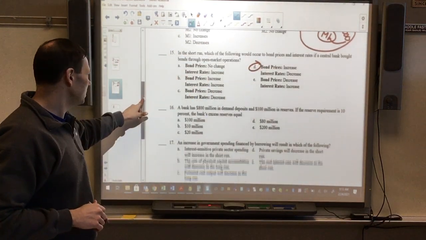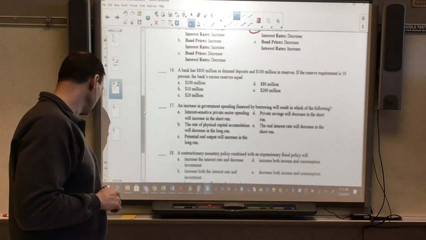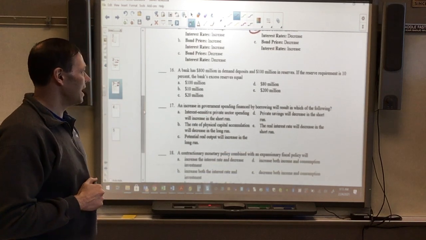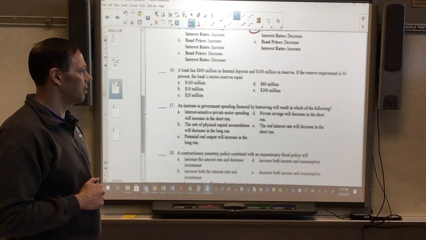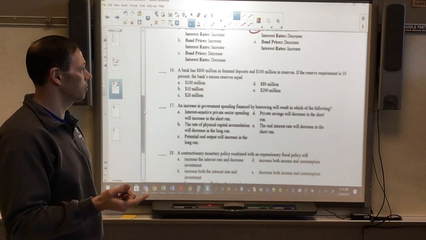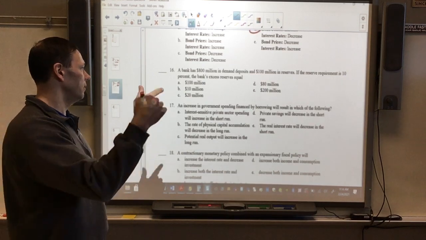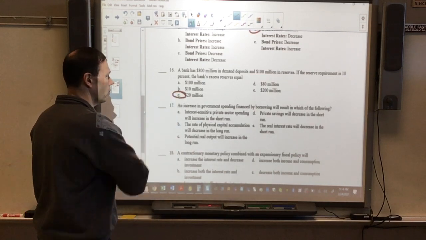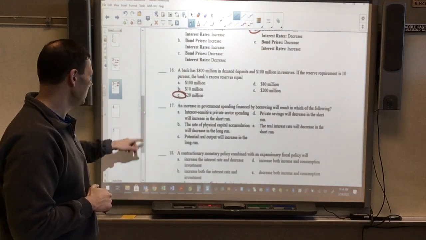All right, number 16, let's look at this guy. So bank has $800 million in demand deposits and $100 million in reserves. If the reserve requirement is 10%, in other words, they have to keep $80 million. If they're keeping $100 million, that means they have $20 million left over. So the best answer is C.